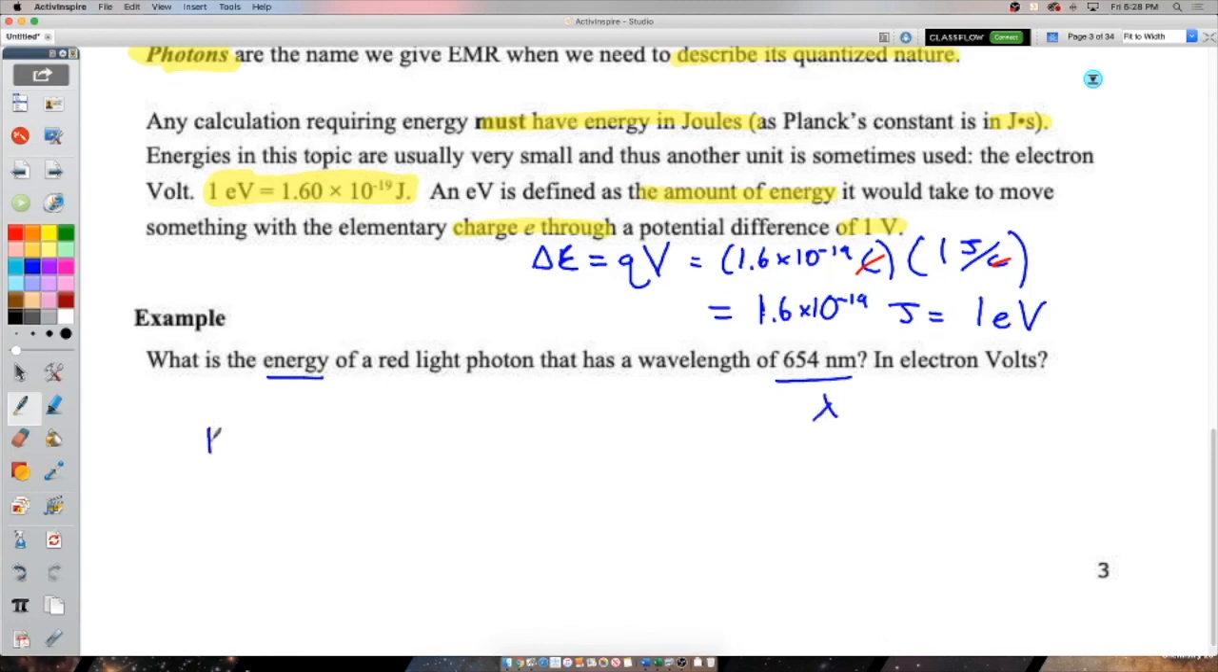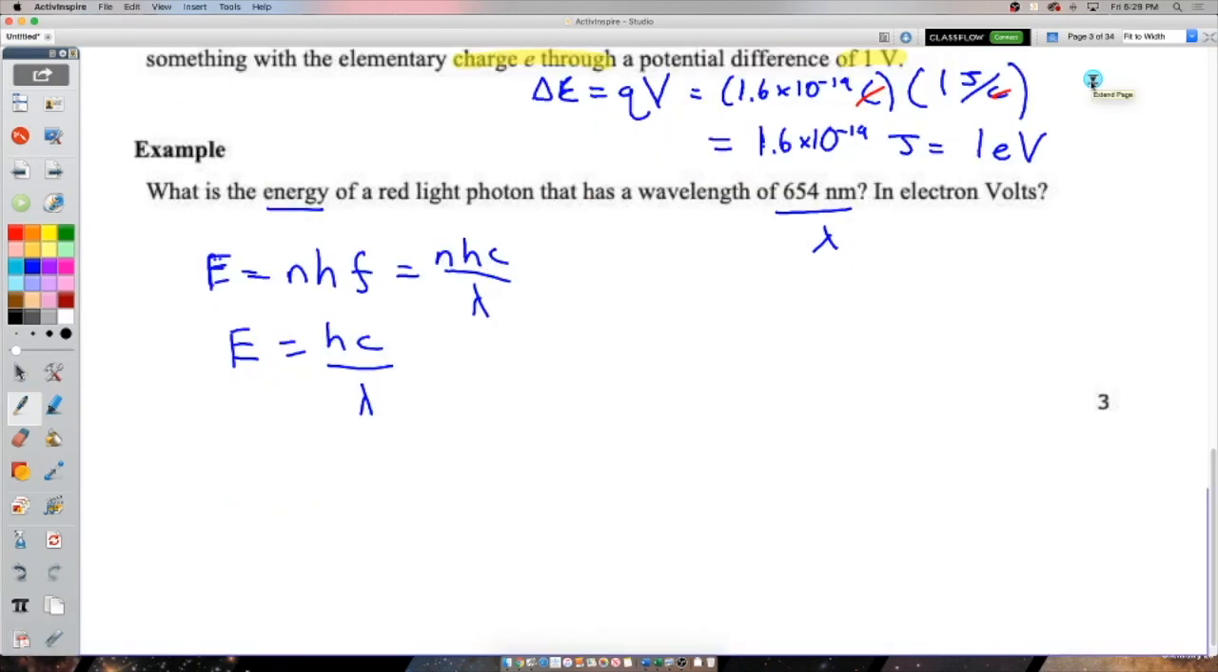So yes, E equals nhf, right? But for this one, how many photons are we talking about here? How many quanta? Just one, right? So for the most part here in Physics 30, not always, but for the most part, n will be 1. In fact, if you look on your formula sheet, you will see that they don't even give you nhf. They just say E equals hf. But you have to know that this is the energy per photon, okay? So for this one, since we're dealing with one photon, we can just say E equals hc over lambda.